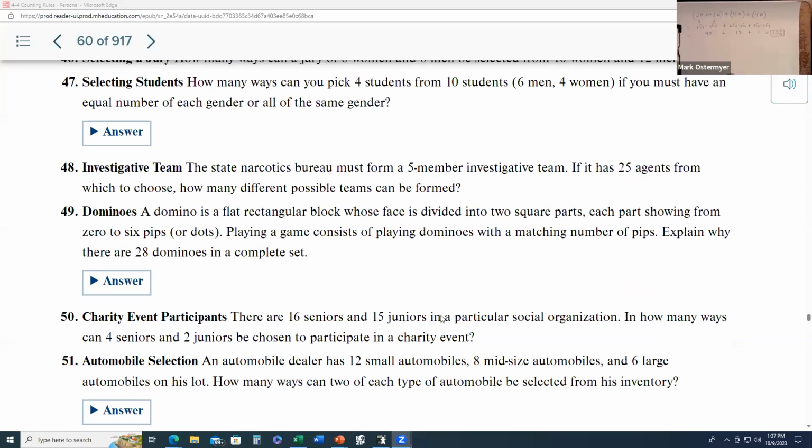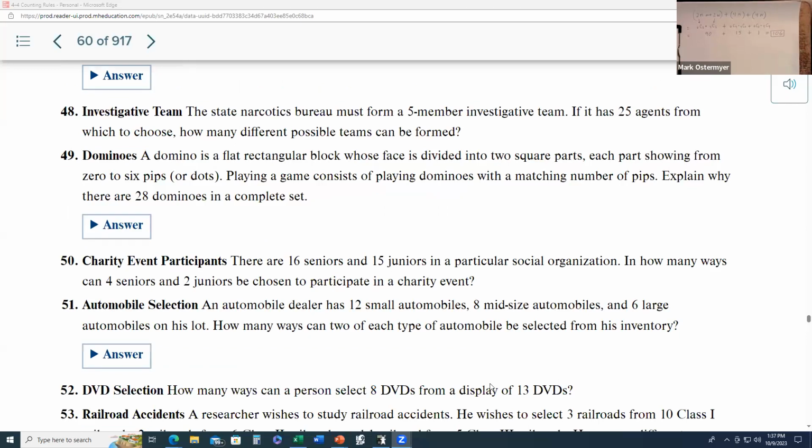All right, try number 50 now. Classwork 4. There are 16 seniors and 15 juniors in a particular social organization. How many ways can 4 seniors and 2 juniors be chosen to participate in a charity event? Okay, go ahead and do that.